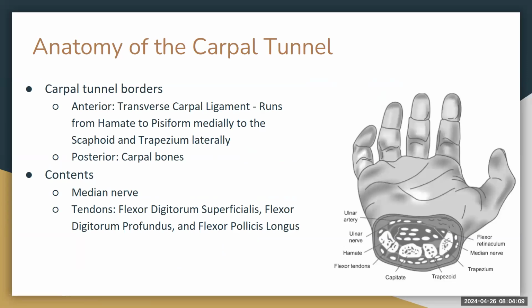Anatomy of the carpal tunnel. I know Dr. Flannery had talked about neuropathic issues, so I won't harp on that, but just to show you the anatomy here. Anteriorly, there's a transverse carpal ligament, runs from the hamate to the pisiform medially to the scaphoid and trapezium laterally. And then the posterior portion is the carpal bones. The median nerve is in there, the flexor digitorum superficialis, the flexor digitorum profundus, and then the flexor pollicis longus all run through the carpal tunnel.